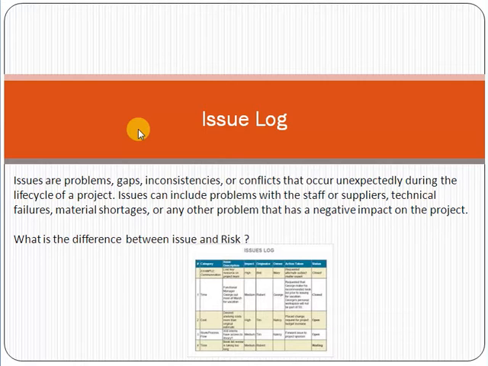Secondly, friends, if you are a professional project manager, then in the practical life of managing projects, the issue log is a very important tool, and you must use it, and you must know its usability and how to use the issue log.